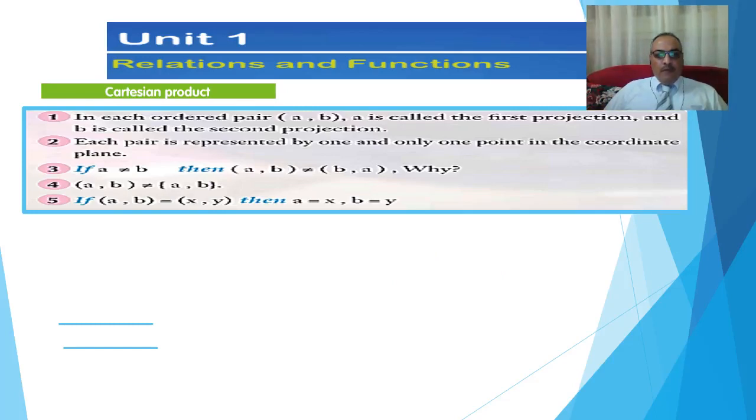Okay, if the ordered pair A, B equals the ordered pair X, Y, so the first component equals the first component, and the second component equals the second component. It means A equals X and B equals Y.